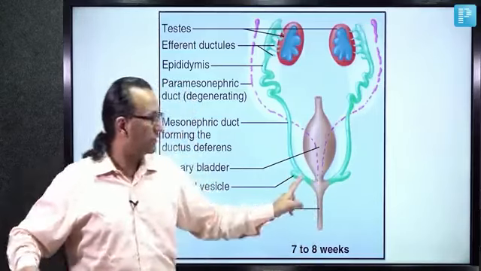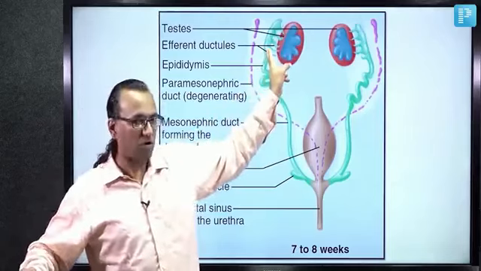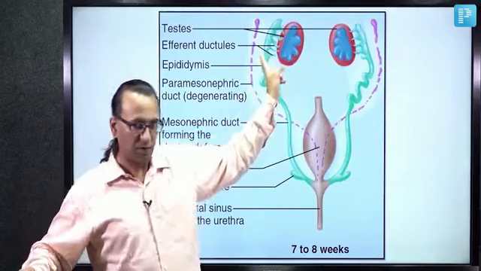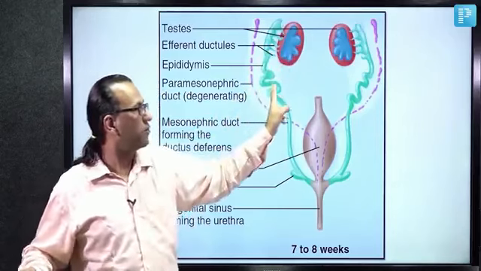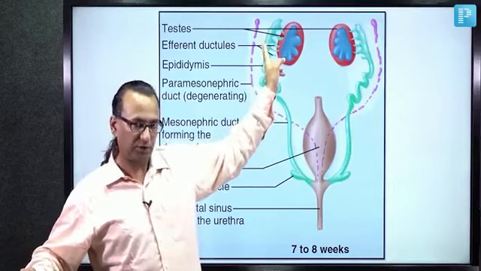If we are talking about the storage of the semen, or the motility of the sperm, or the maturity of the sperm, it will be happening in the epididymis, which will continue into the ductus deferens as well. But the first answer should always be epididymis.